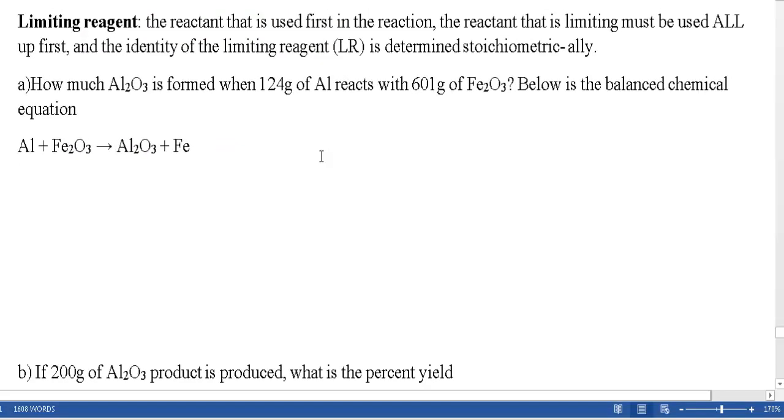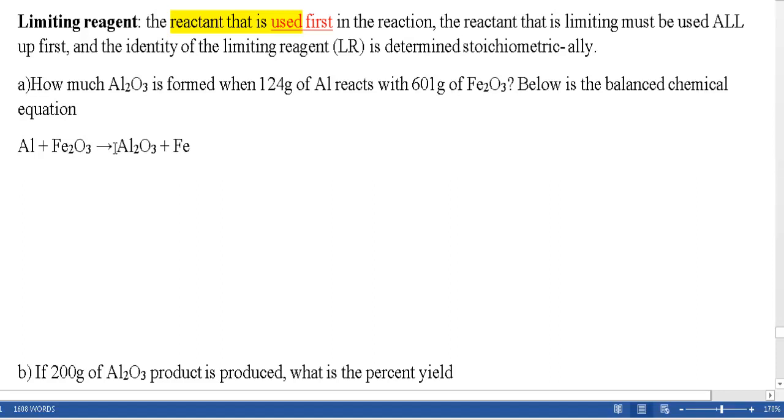What is a limiting reactant? A limiting reactant is the reactant that gets used up first. So please recognize that the limiting reactant is a reactant. Okay, it is not going to be a product. It's not a product. So in this problem, the limiting reactant will either be Al or Fe2O3.